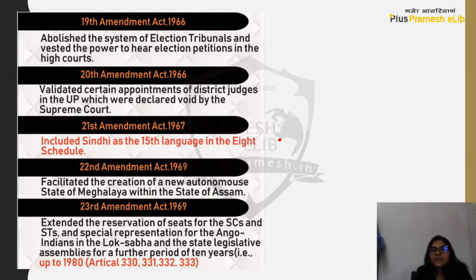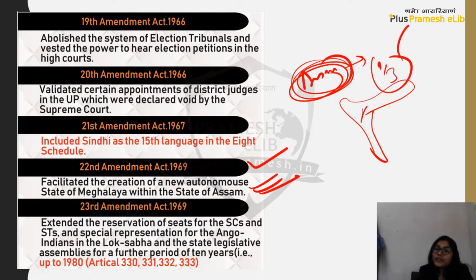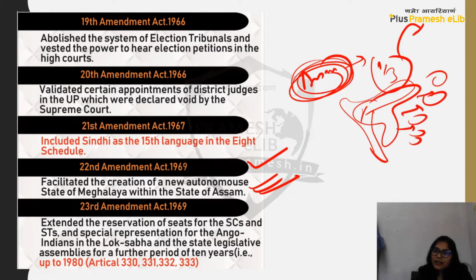Then we come to the 22nd Amendment Act of 1969. It facilitated the creation of a new autonomous state of Meghalaya within the state of Assam. Earlier, Assam was a state. What we see today as Assam is actually one third of what it used to be, because out of this Assam, many of the northeastern states have been separated and given separate statehood.